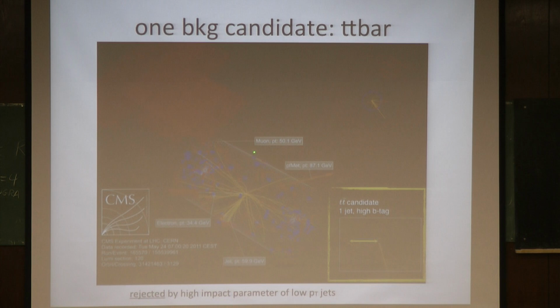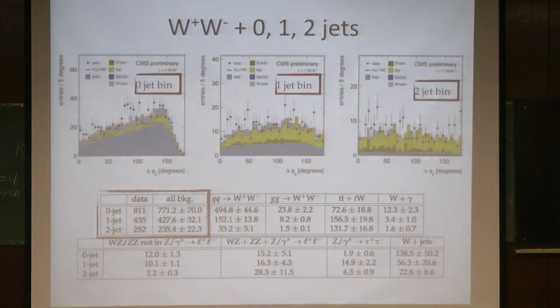We cannot see it very well, but we see that there is a muon, there is missing ET, an electron, and a jet, and this is rejected once you do the B tag veto. In other words, you say, I don't want to have large impact parameter, I don't want to have a B quark, and therefore this event gets away. So it was in the 3rd to 4th order of magnitude reduction of the background.